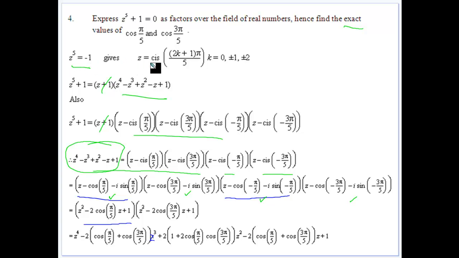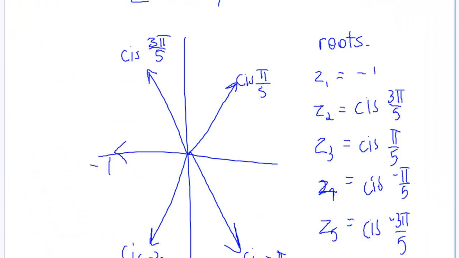So we know they would be equally spaced around the unit circle because it's got a modulus of 1, and one of the roots would be at minus 1, and then they'll be equally spaced at 2 pi on 5 around that unit circle. So if we drew them up, we'd see minus 1 there, and then we'd have cis 3 pi on 5, and then pi on 5, minus pi on 5. So we can see our roots there, and then complex conjugates there.